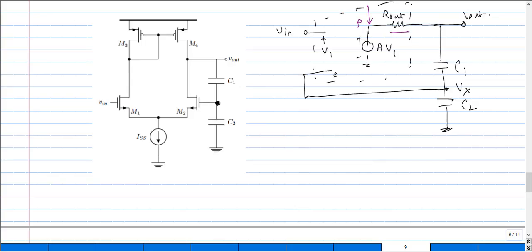The current across this resistance R out can be written as the potential difference between these two nodes, right? So what is the potential at this point? This is nothing but the gain times V1, right? Now what is the value of V1? V1 can be written as Vin minus the node Vx. And what is the value of this node?